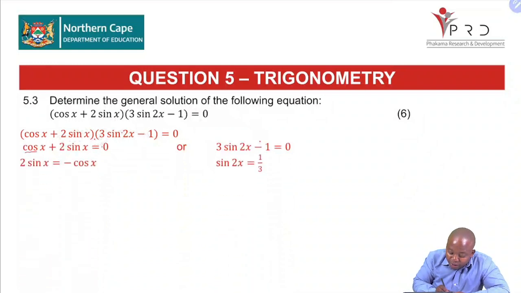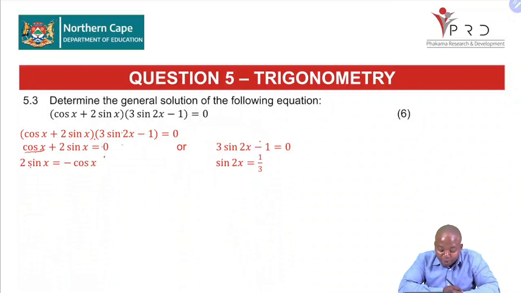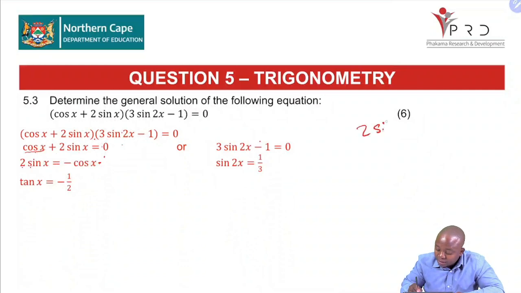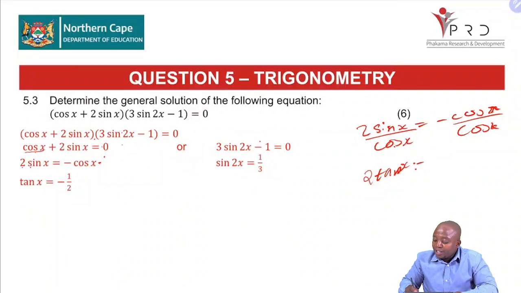We can minus cos x on both sides. On the left hand side, we remain with 2 sine x is equal to negative cos x. Then what do we do from here? What we did is we had 2 sine x is equal to negative cos x, and we just divided both sides by cos x. We remain with 2 tan x, because sine over cos is tan. It's equal to negative 1, divided by 2. Then our tan x is negative 1 over 2.